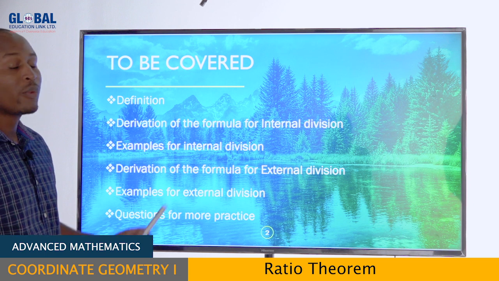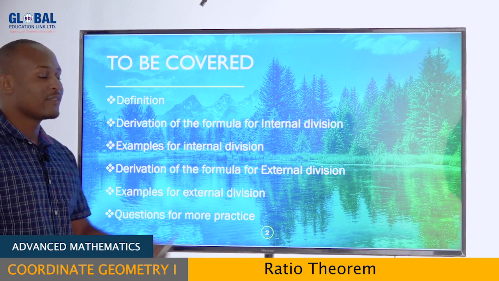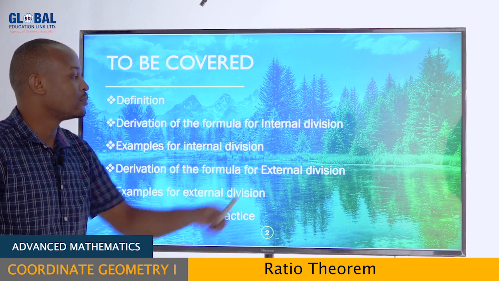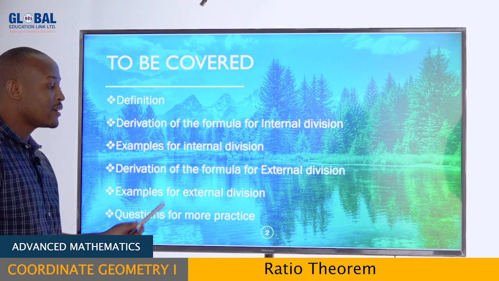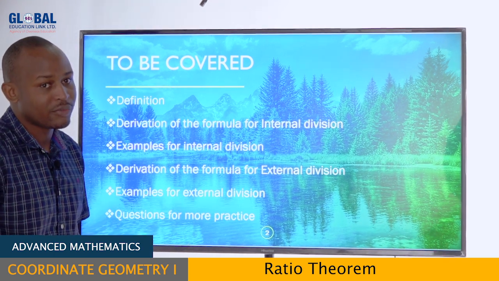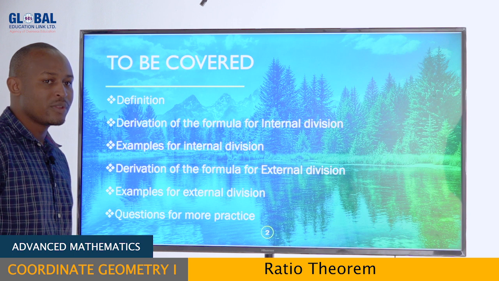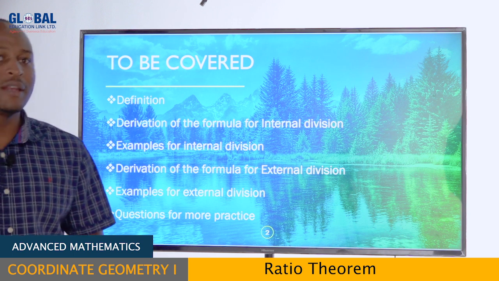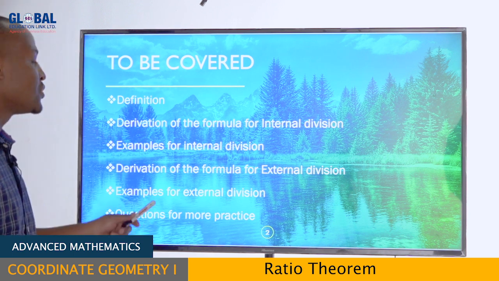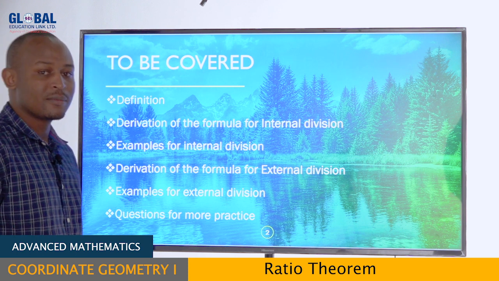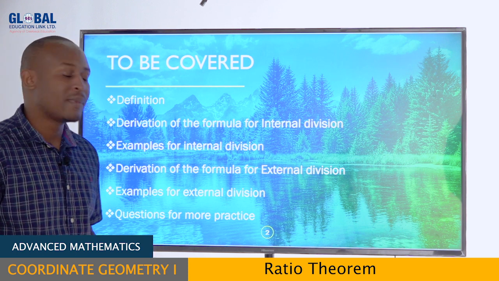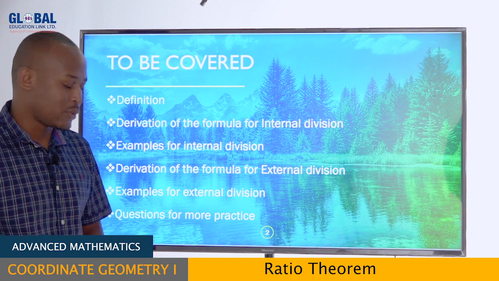As you know, we have two types of division of a line. First of all, we have internal division of a line, and then we have external division of a line. But I will also discuss with you the trisection division of a line as we go on, and I will show you how it goes. To you, it will be a new term, but I will try to explain it as we go on.